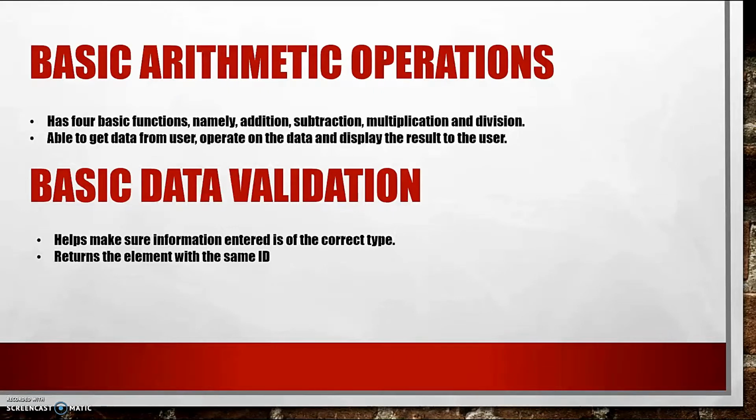We can also use GetElementById to conduct basic data validation. What this means is, when a user enters data, the data validation will help check if the user is entering the correct type of data. For example, if the data type is a numerical value, and the user enters an alphabet, the data validation will throw up an error because the variable type is wrong. So it also helps return the element with the same ID.